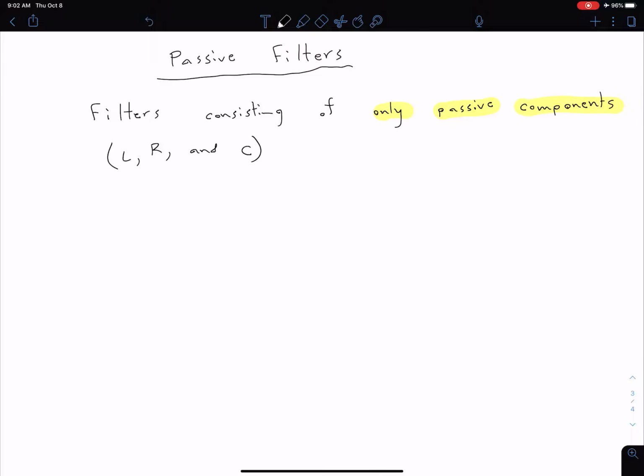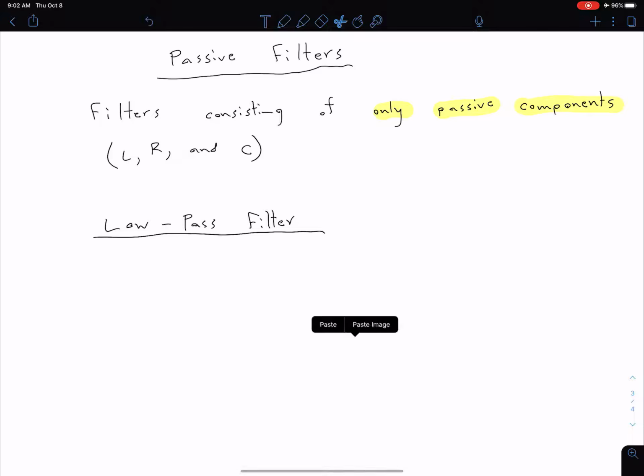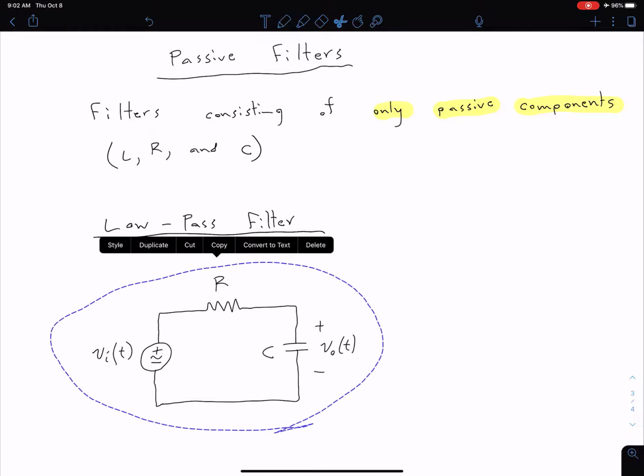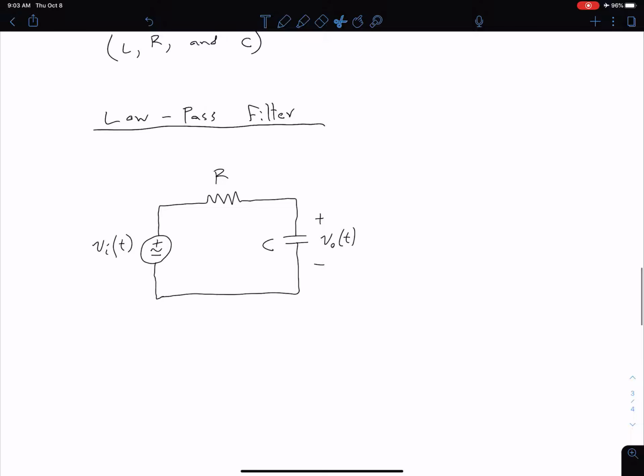So we're going to step through each of our filter types here. We're going to start with our low pass, and then in later videos we're going to move on to our high pass, band pass, and band reject filters. So let's first look at our low pass filter. We're going to consider a circuit that we had seen previously, just this simple RC circuit.